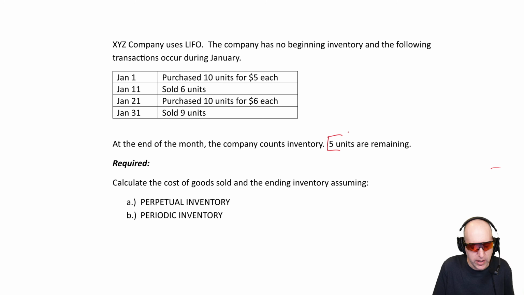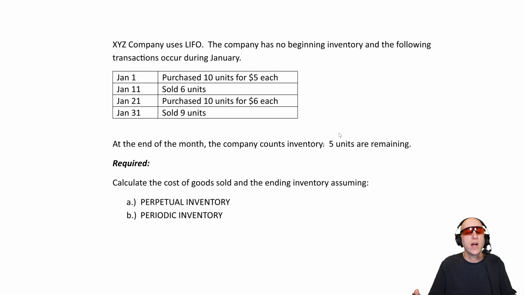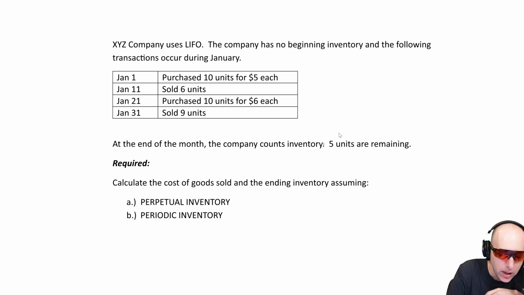Calculate the cost of goods sold and ending inventory assuming perpetual. Okay, perpetual is again the one that just strikes my intuition as correct. Let's do the first one. We buy 10 units for $5 each, then we sell 6. So I bought 10 and then I sold 6.